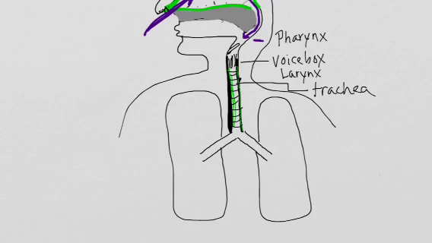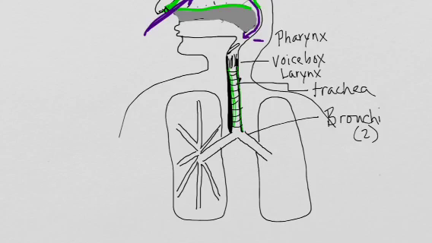Once the air hits the bottom of the trachea, it gets divided into two separate tunnels or tubes, and those tubes are called bronchi. One bronchus, two bronchi. Those bronchi direct the air right into the actual lungs. Once the air gets into the bronchi, it gets funneled into even smaller little tubes called bronchioles.